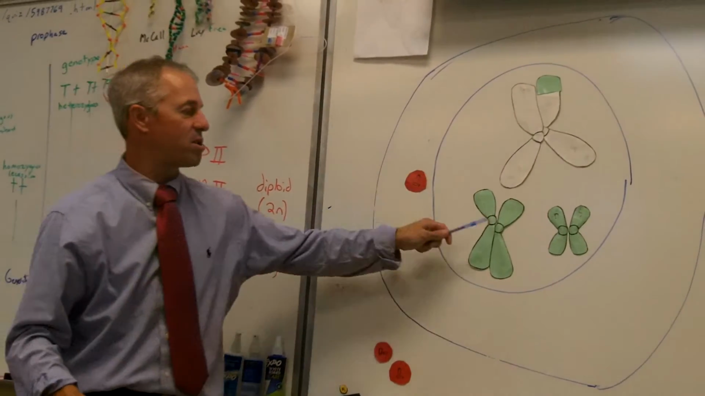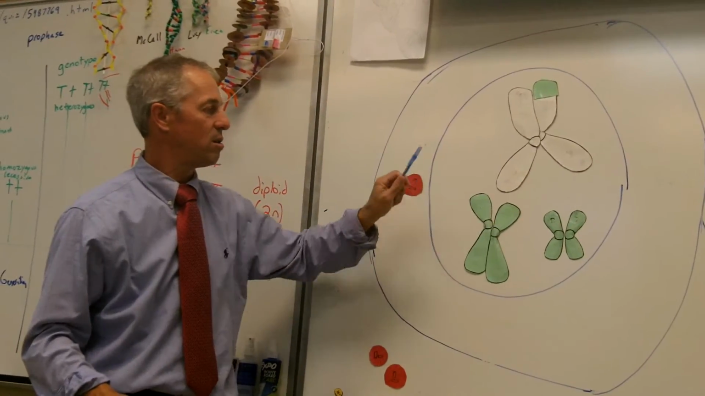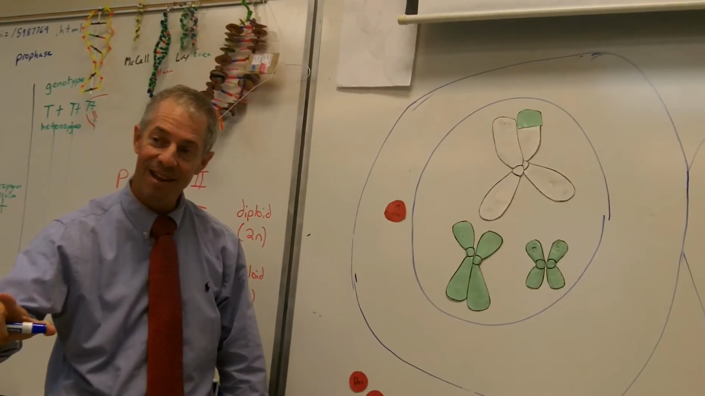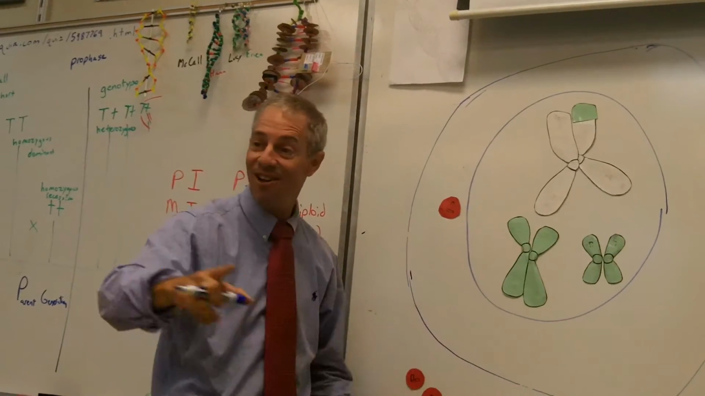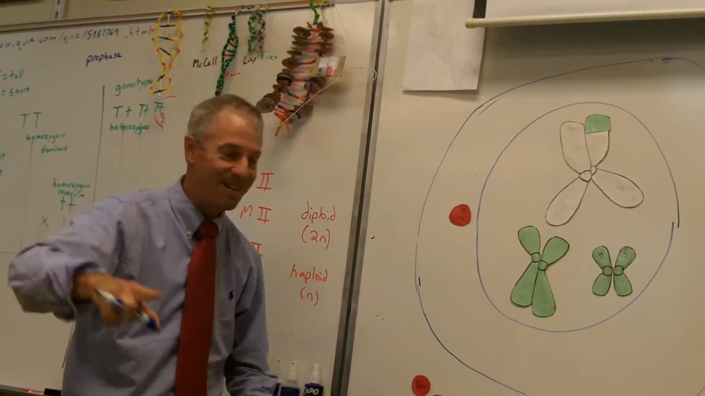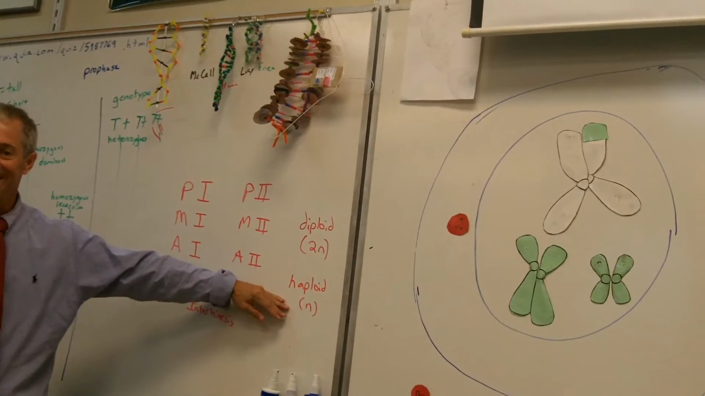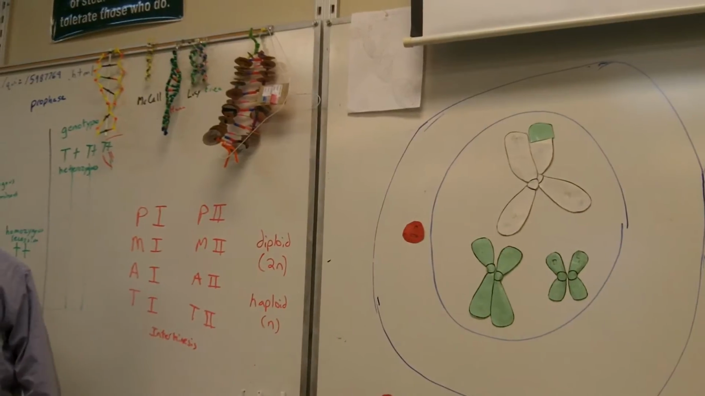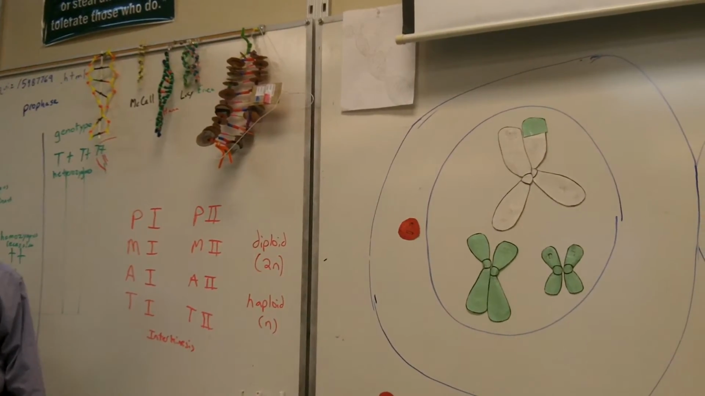Isabel, count how many chromosomes are in this cell. 3. Yes. And do you know how many we started with, in the original cell? 6. So do we have half the number of chromosomes? Yes. That's haploid. Haploid means half the number of chromosomes. Does this make sense? Are y'all with me?